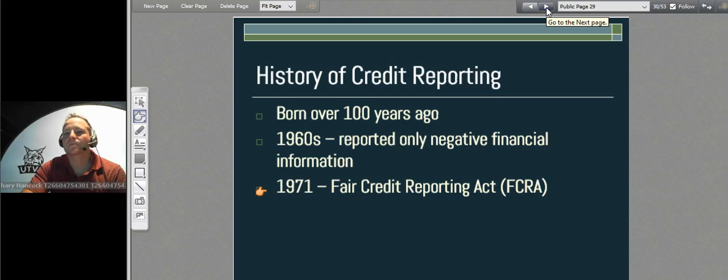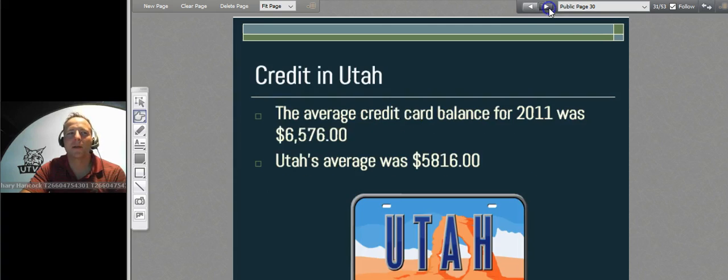So somebody just save for about 2 months and get the amount. Yeah, so you could do that as well if you need to. Just save for it. But I'll tell you why credit's important here. So here's an example. The average credit card balance for 2011 in the United States was $6,500. The average in Utah was a little bit less at $5,800.